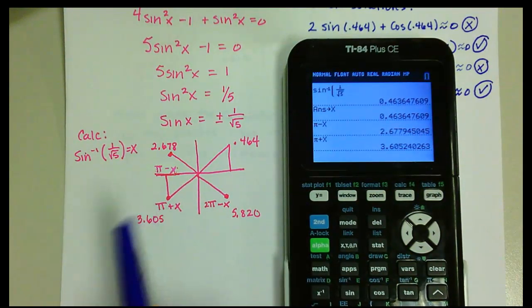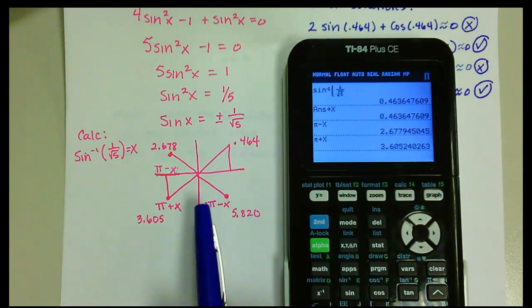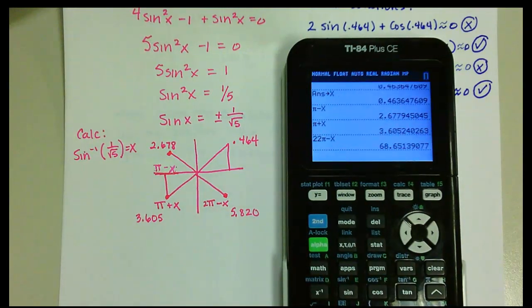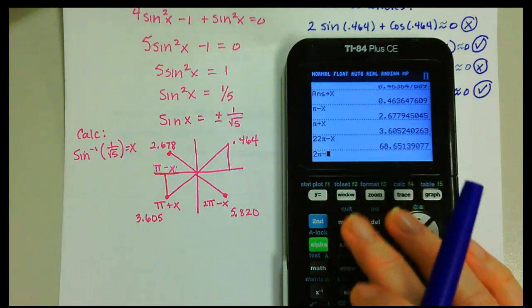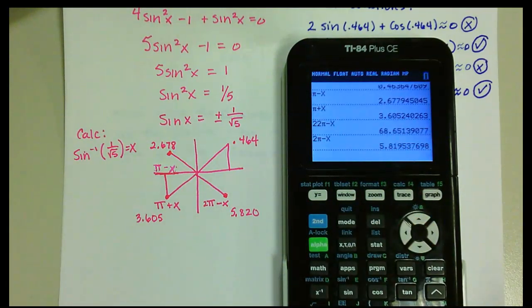And I get this one. And then I plug in 2 pi minus x. That's not right. Oh, like 22 pi. Excuse me, 2 pi. How about we use the right number? 2 pi minus x. And so that's where we get the 5.820.